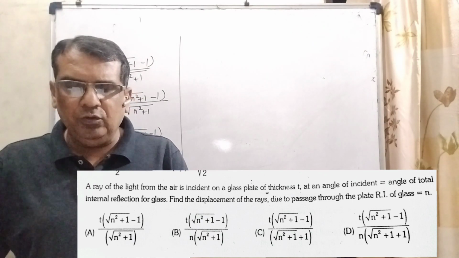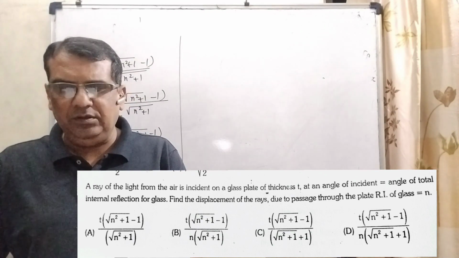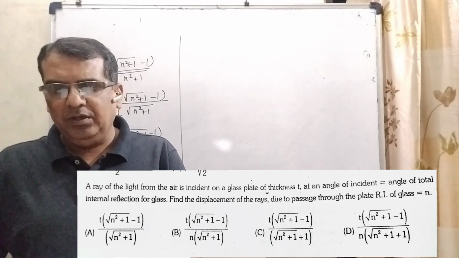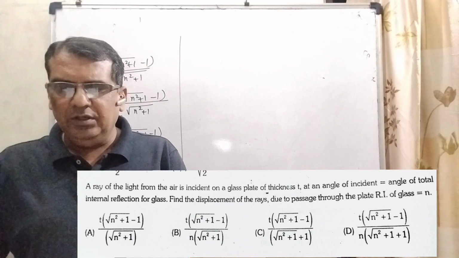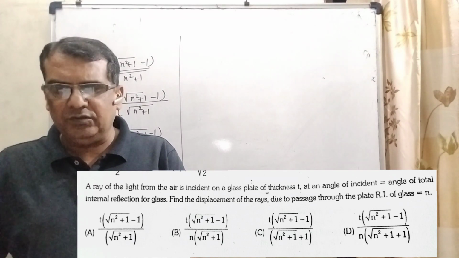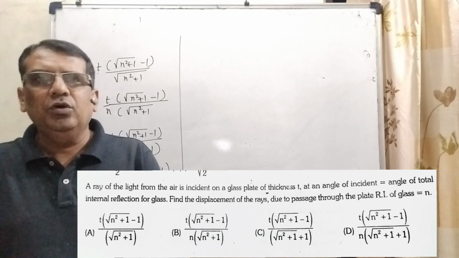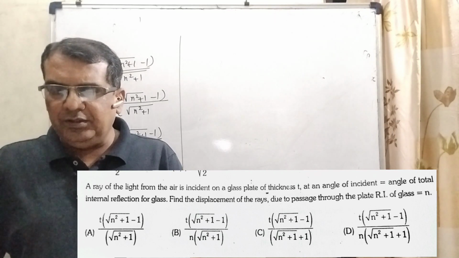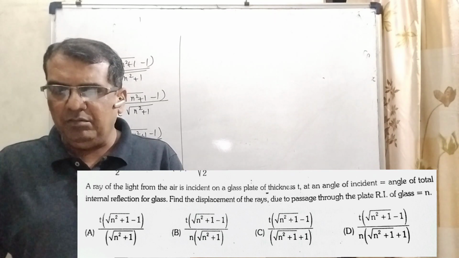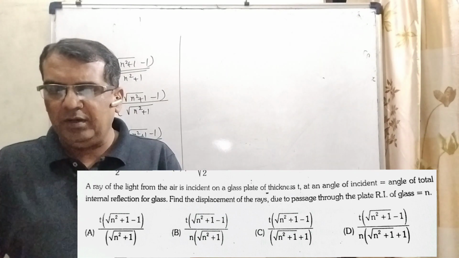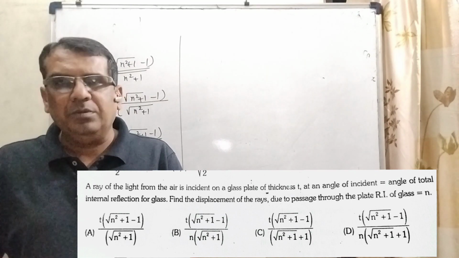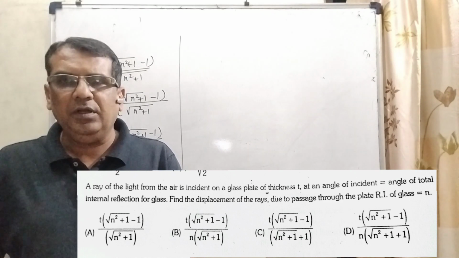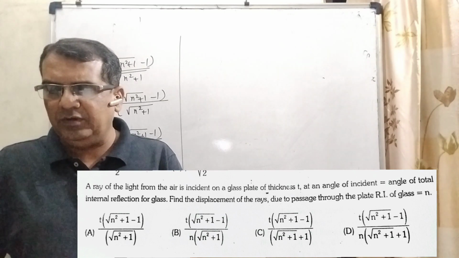Option A, t into bracket root n square plus 1 minus 1 upon root n square plus 1. Option B, t into bracket root n square plus 1 minus 1 upon n into root n square plus 1. Option C, t into bracket root n square plus 1 minus 1 upon root n square plus 1 plus 1. Option D, t into bracket root n square plus 1 minus 1 upon n into root n square plus 1 plus 1.